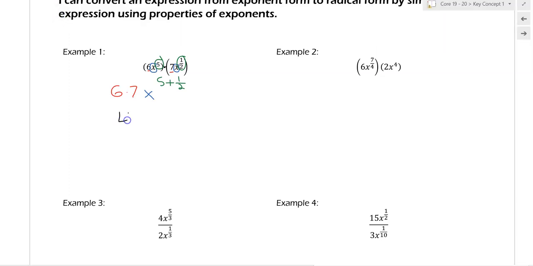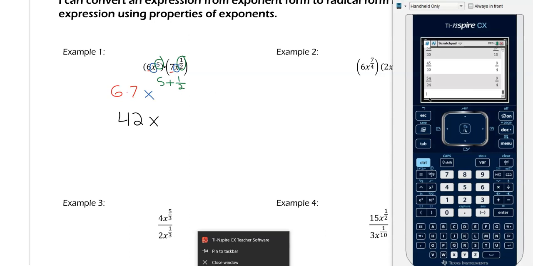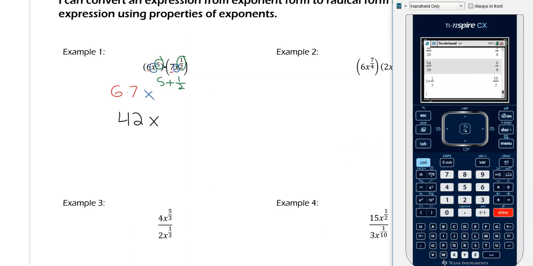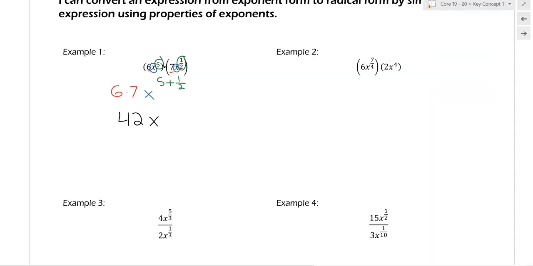So we want to remember, okay, when we multiply, we add our exponents. 6 times 7 is 42. X, 5 plus 1/2. Remember, don't be afraid to use a calculator. 5 plus 1 divided by 2 is 11/2. So I have 42x to the 11/2.